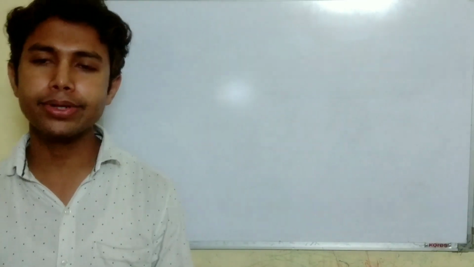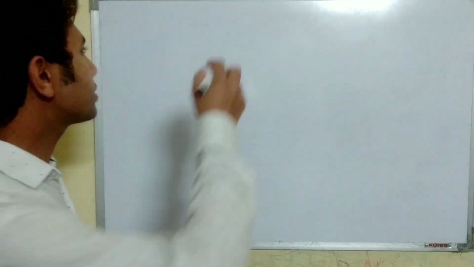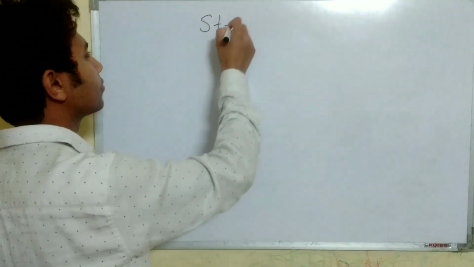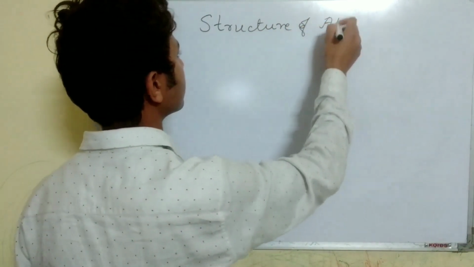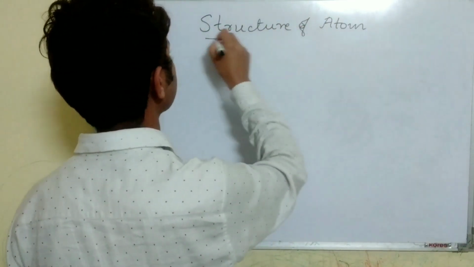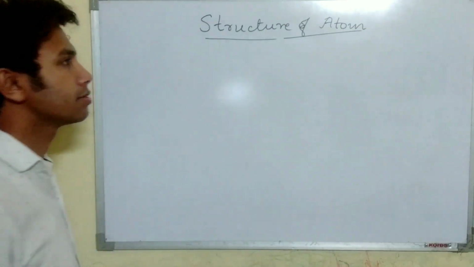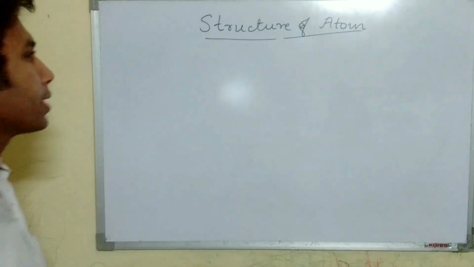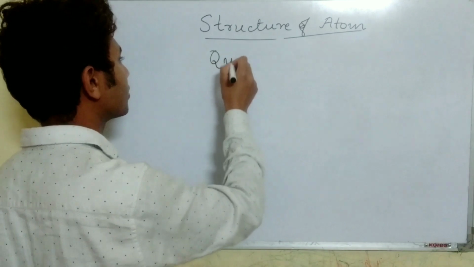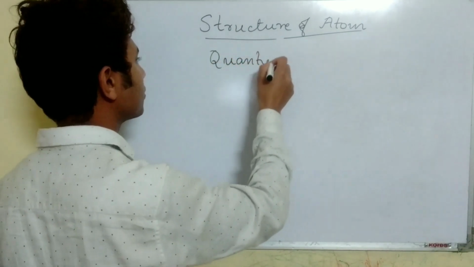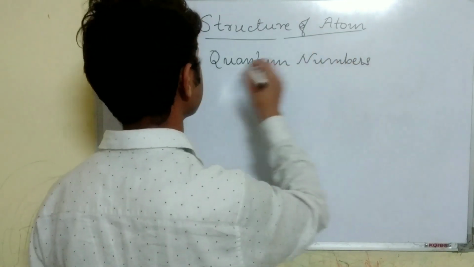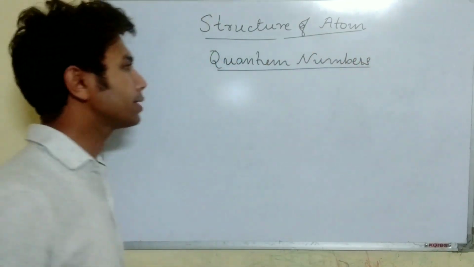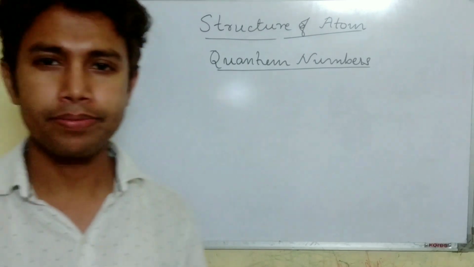Hello students, today we will discuss the second chapter of chemistry of class 11, that is Structure of Atom. And we will discuss the topic quantum numbers, which is a very important topic of this chapter.